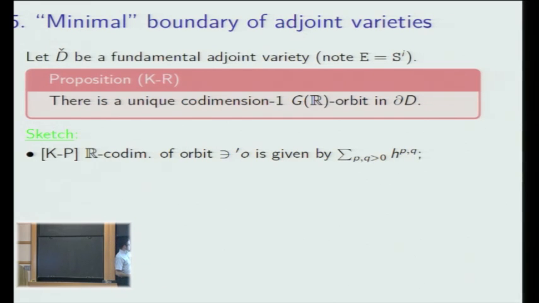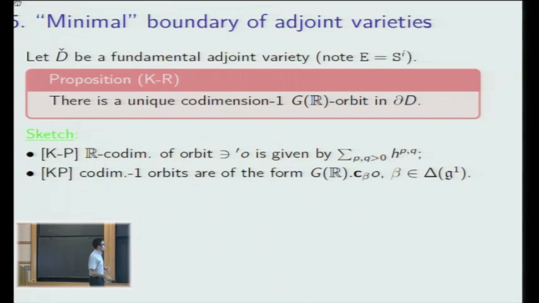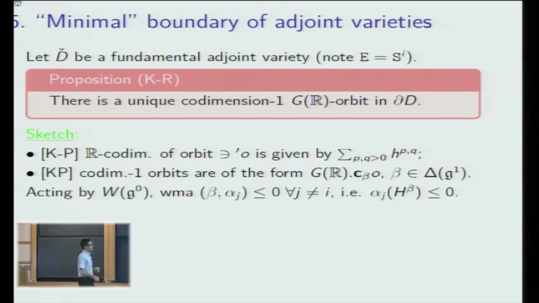So if I may, I'll just go through a sketch of the proof. And the first ingredient is a general statement that if you look at the Hodge-Deligne numbers associated to a point in a boundary stratum, a G(R) orbit on the boundary of D, then the sum of the h^{p,q} with p and q positive is its real codimension in D check. You also know from the paper with Pearlstein that codimension 1 orbits are of the form G(R) acting on the Cayley transform of O by some beta in Delta of G1. So with that, we are halfway there.